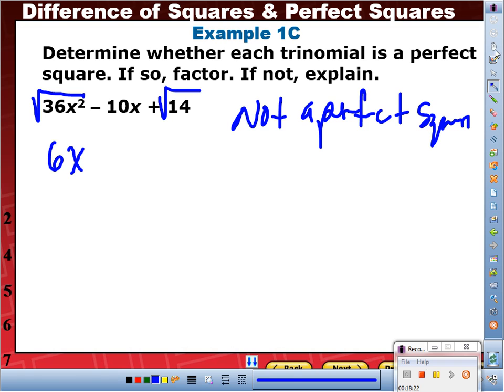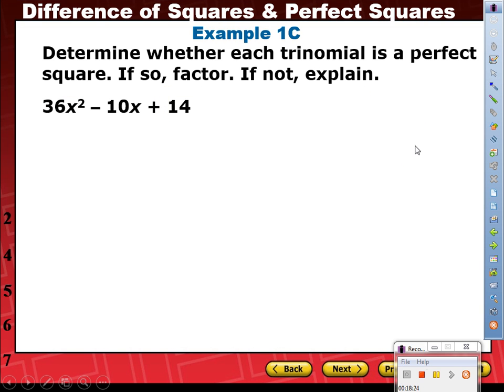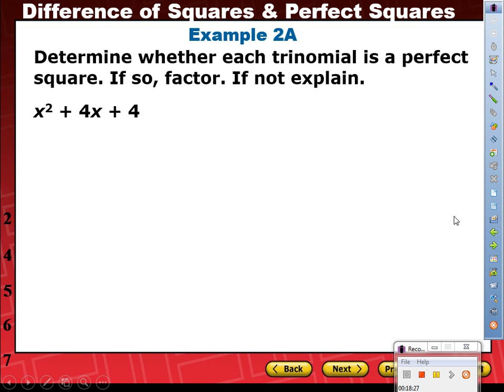Copy this one. Example 2a. x squared plus 4x plus 4. See if you can do that one by yourself. If it is a perfect square trinomial, find me the factors. Go.